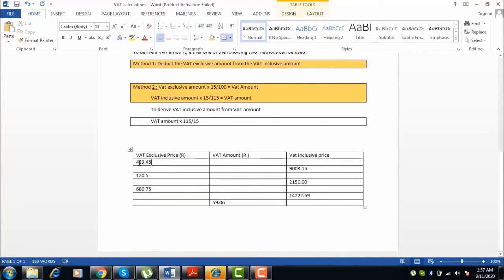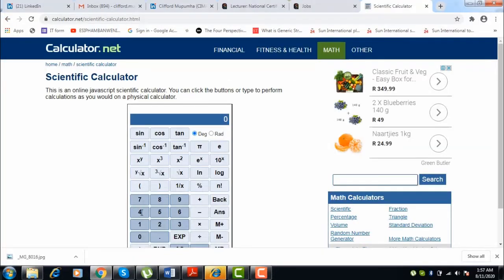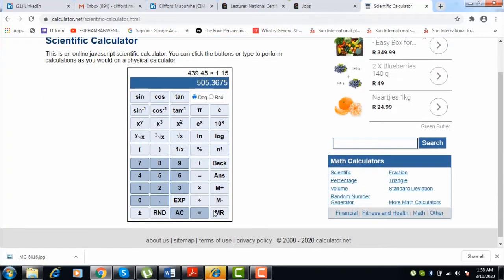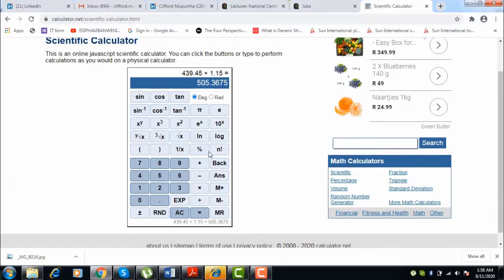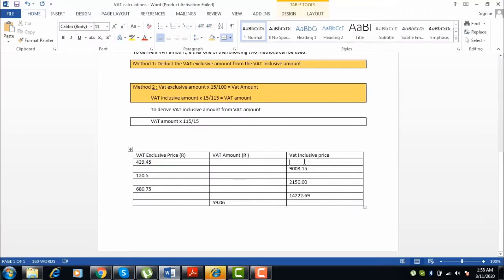Okay, there is our amount, 439.45. Let me go to the calculator. 439.45, and we are multiplying by 1.15. Punch that in your calculator. That should give you 505. Okay, let us go there, then we must calculate it first. Sorry about that.